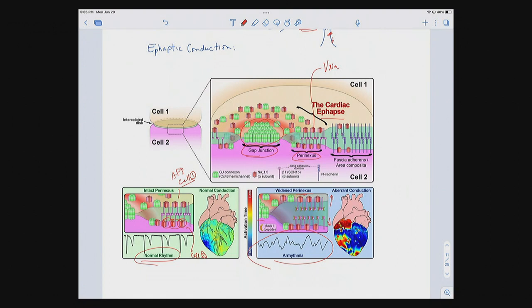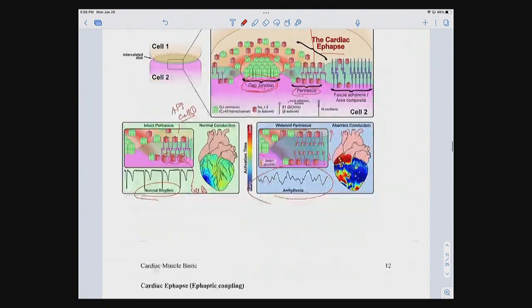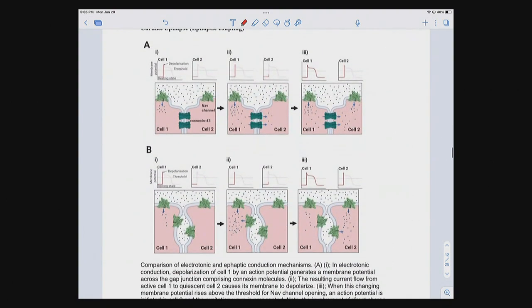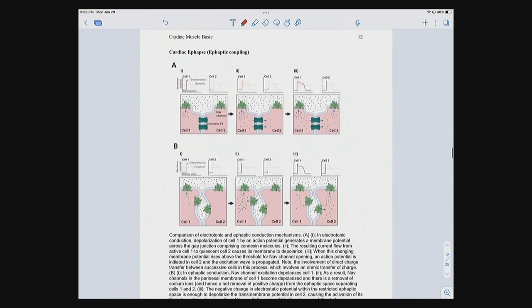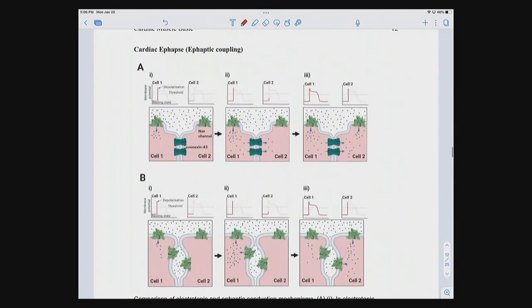So what it looks like now is that you have a more complex system where you have an electric synapse, gap junction, working along with an ephaptic conduction process, which is really, really cool. So here is another cartoon. Now you can read the words down here, but it's kind of slick.